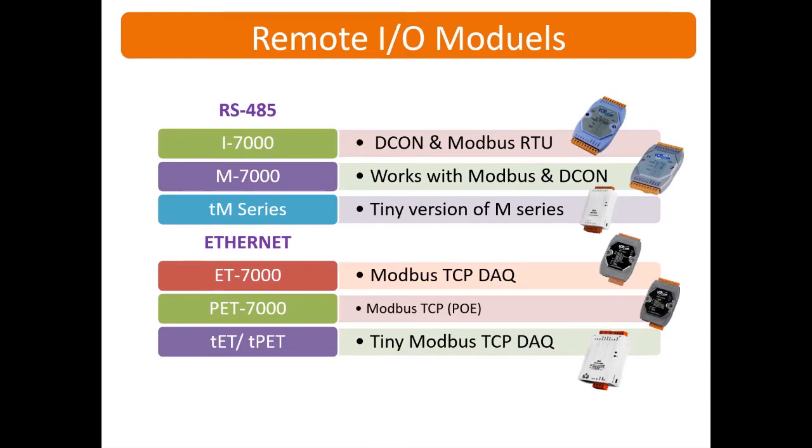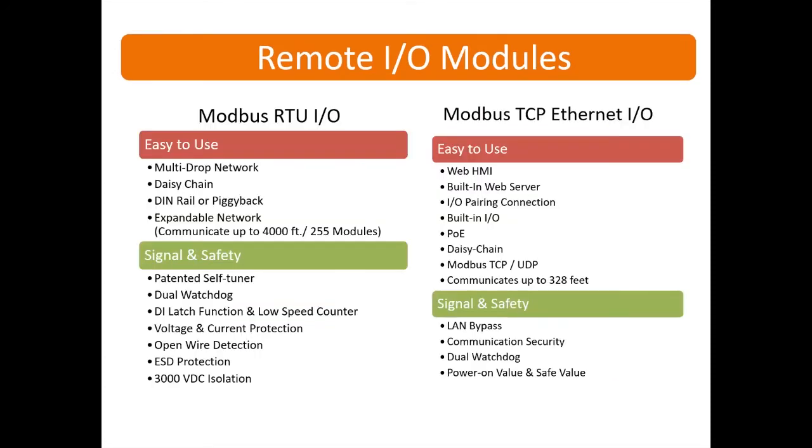Modbus is a simple, standard, and robust serial-based communications protocol that is widely used for industrial communications for instrumentation, control, and data acquisition. Our remote I/O modules are easy to use and come with free software utilities, quick start guides, and user manuals for easy setup and installation.